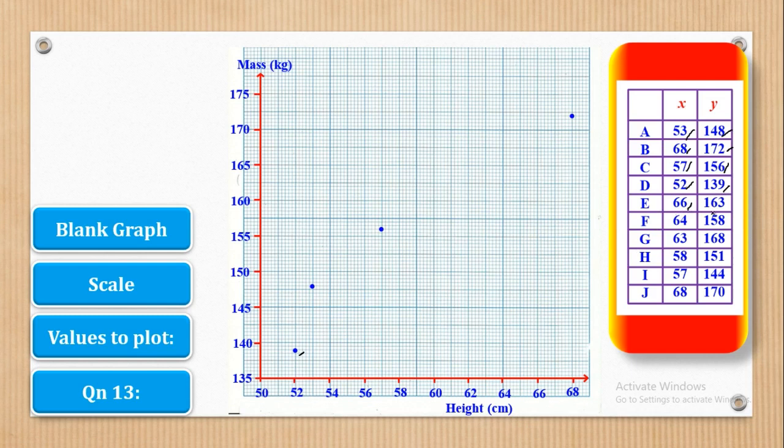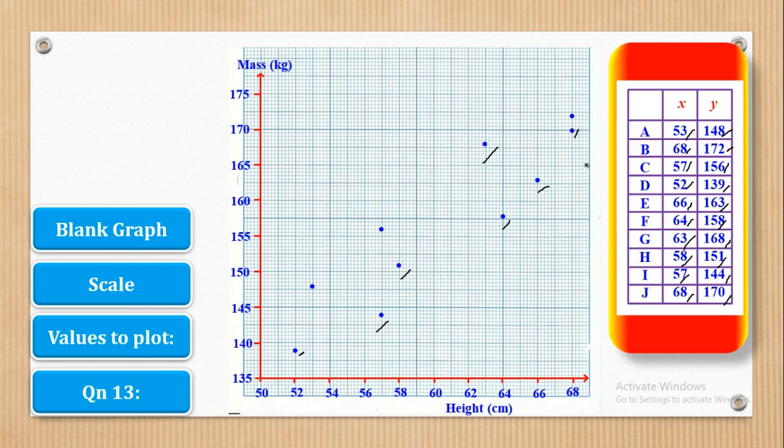Next is 66 corresponding with 163. So 66 with 163 is that point. 64 corresponds with 158. Look for 64, that will be the point. Then 63 corresponds with 168, so look for 63, and that will be the point. 58 corresponds with 151, so look for 58. 57 corresponds with 144, so look for 57. 68 corresponds with 170, so that will be the point.